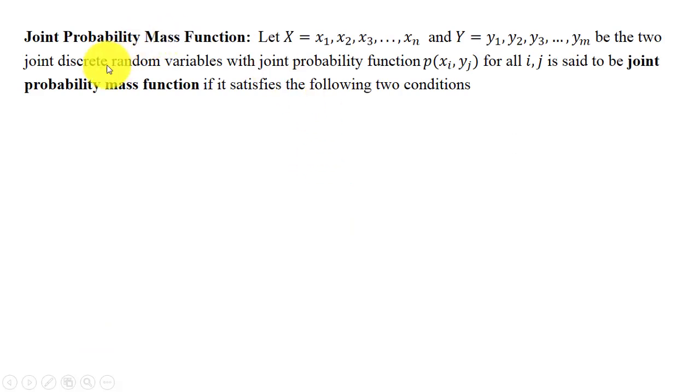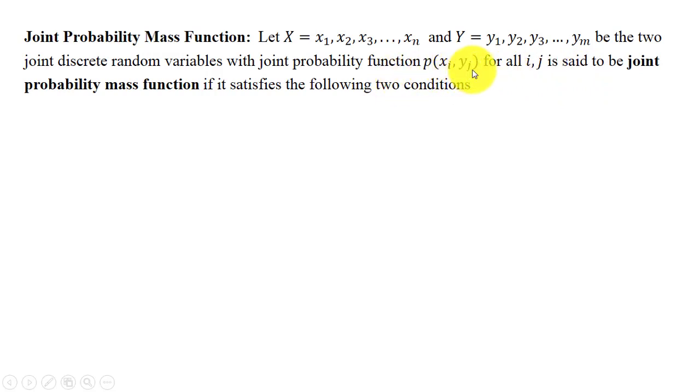Now the joint probability mass function is given by, in the previous classes we discussed the probability mass function for a single random variable. But now here we have two random variables, capital X and capital Y. That's why we have the joint probability mass function. So assume that capital X and capital Y are two joint discrete random variables with the joint probability function P of xi, yj for all i and j.